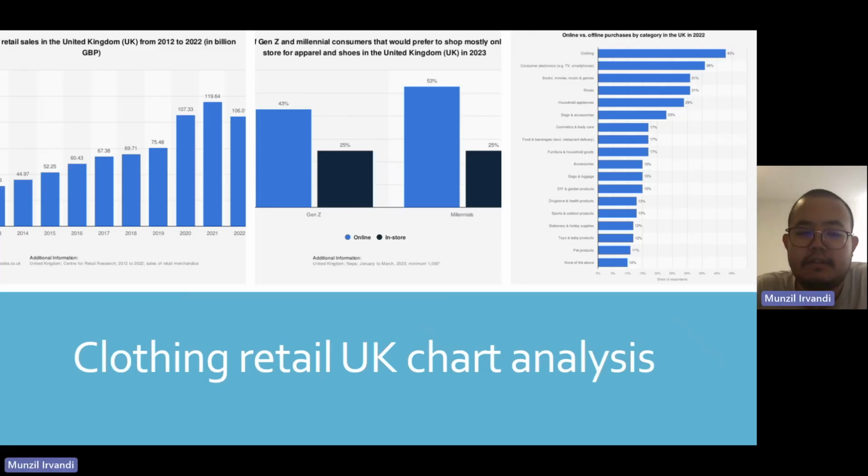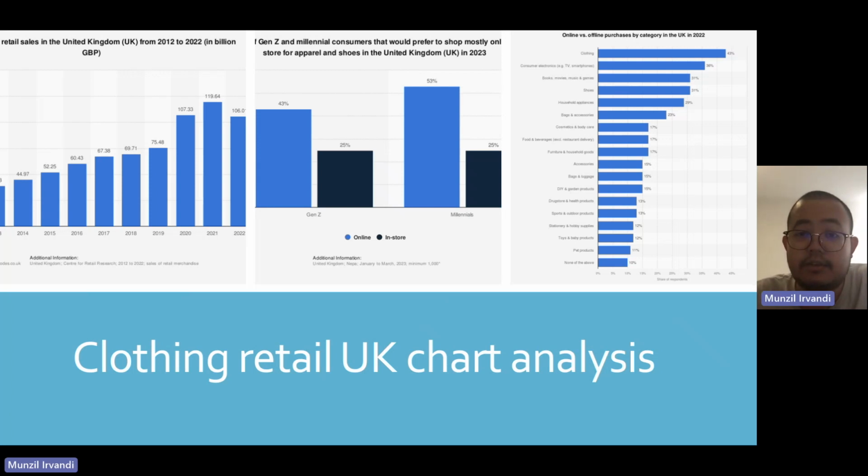So to start, I'm going to show you the clothing retail UK chart analysis from three of it. The first one is the retail sales, which you can see rose from 2019 to 2021. However, in 2022, they dropped by 10 billion because people start buying product offline because after they were isolated, they had enough of trying online. They want to try buying offline.